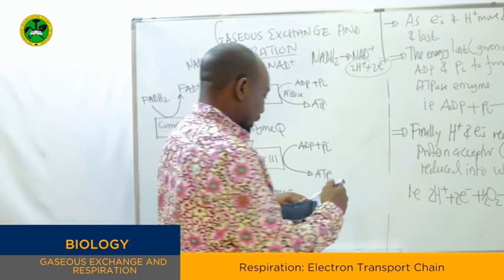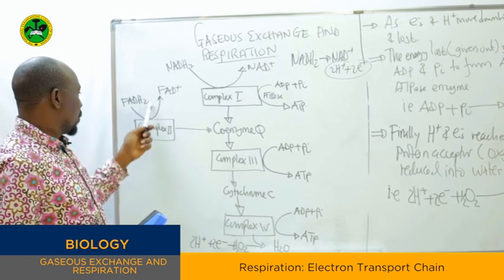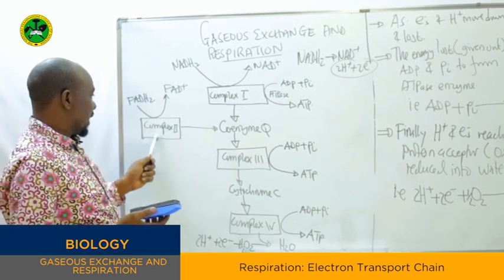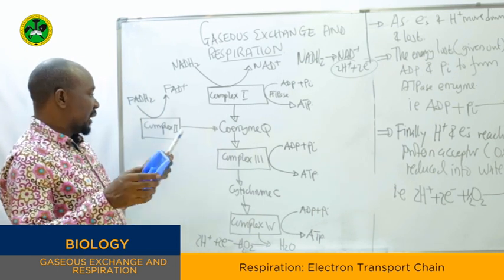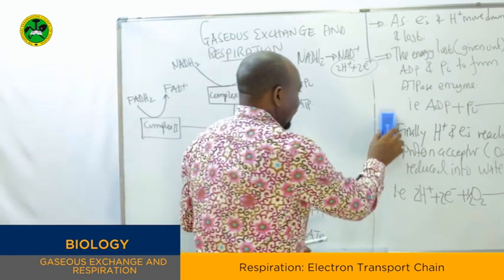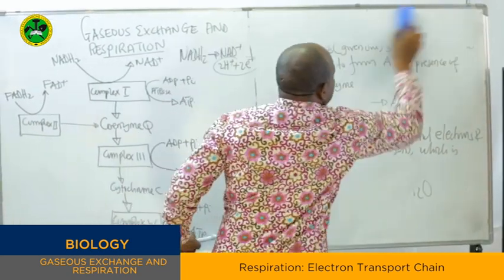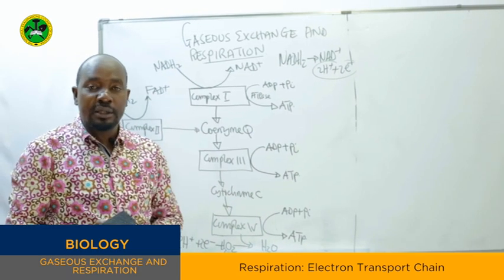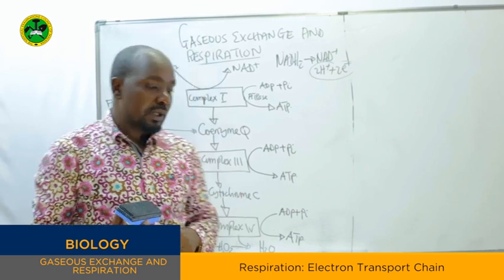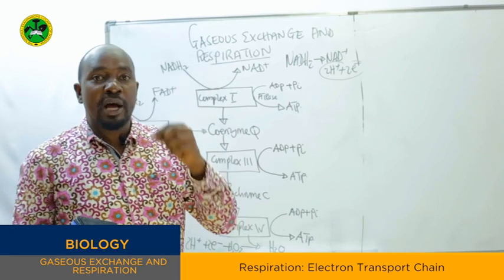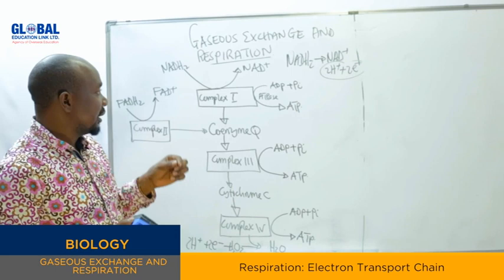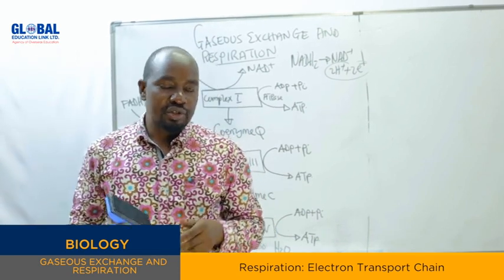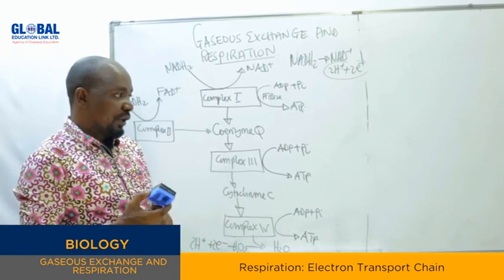Dear student, you can ask yourself why these two energy carrier molecules differ. This has started at complex two, one level lower than the NAD. The reason here is that the two energy carriers, the NAD and the FAD, differ in the energy they contain. The NAD is reduced by a large amount of energy, and hence it contains large energy compared to the FAD. FAD is reduced by a minimum amount of energy, and hence it carries a little amount of energy.